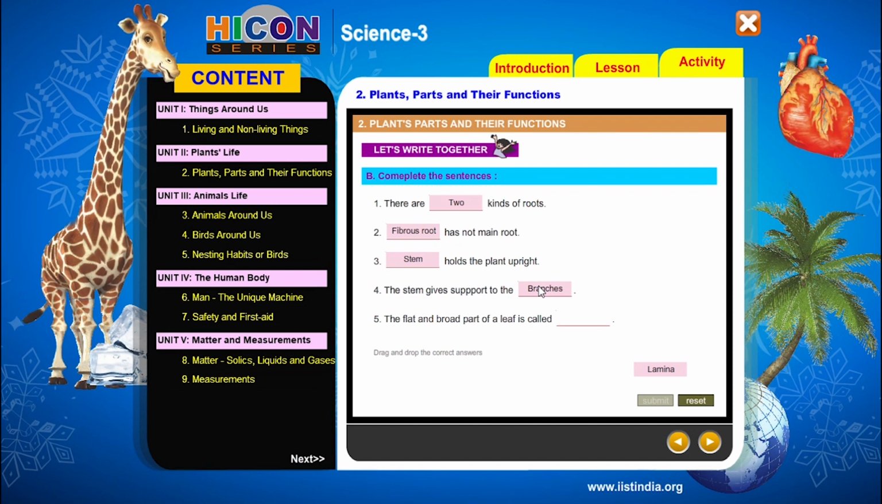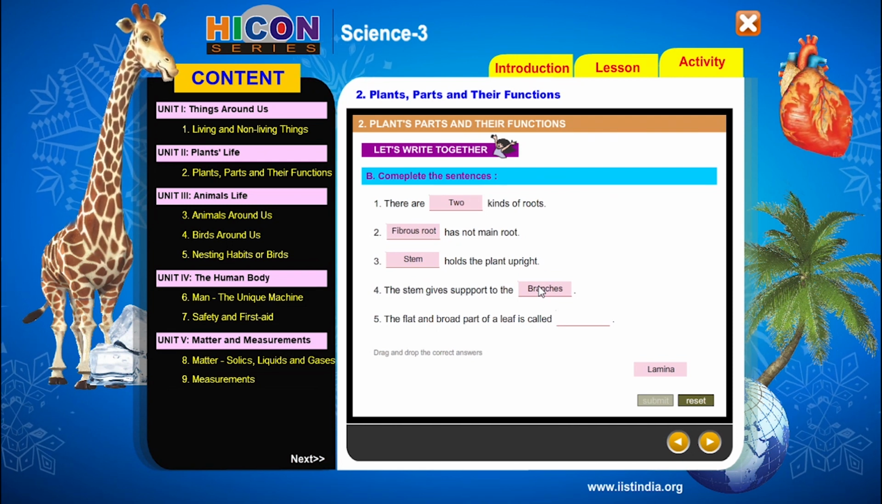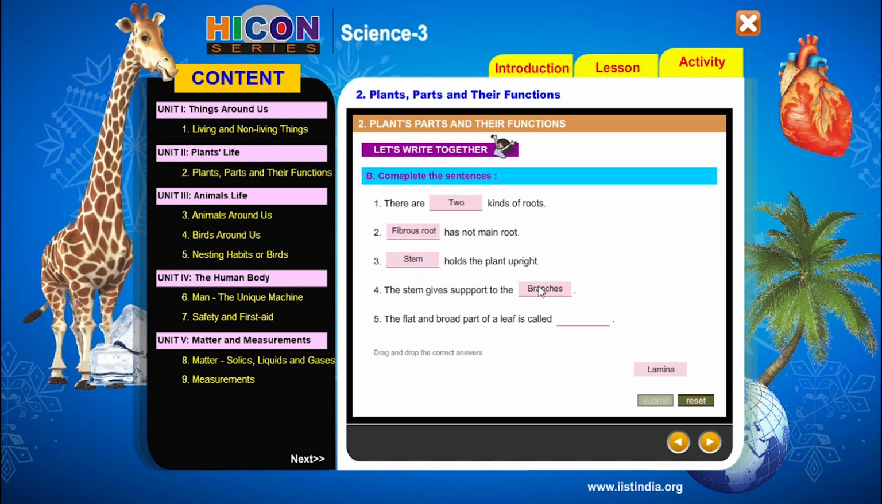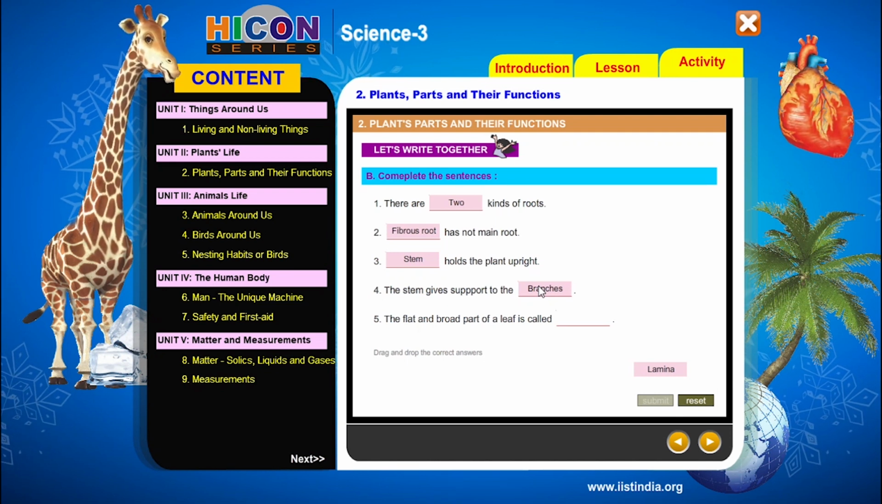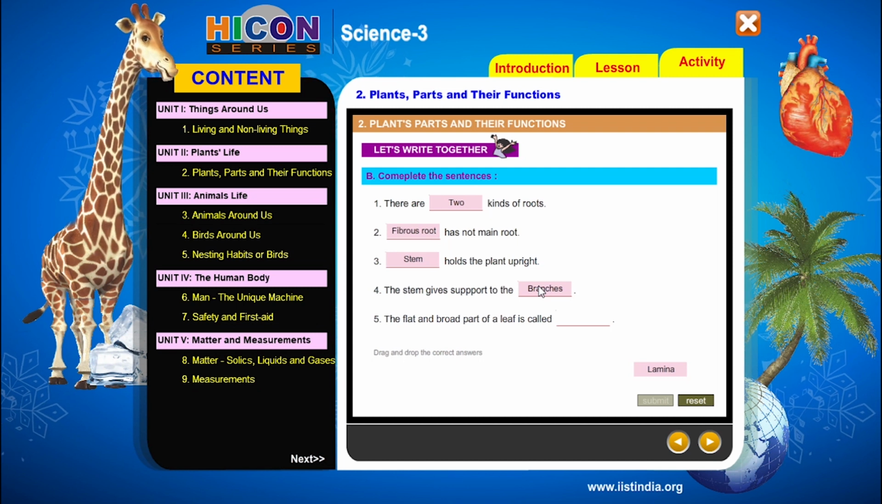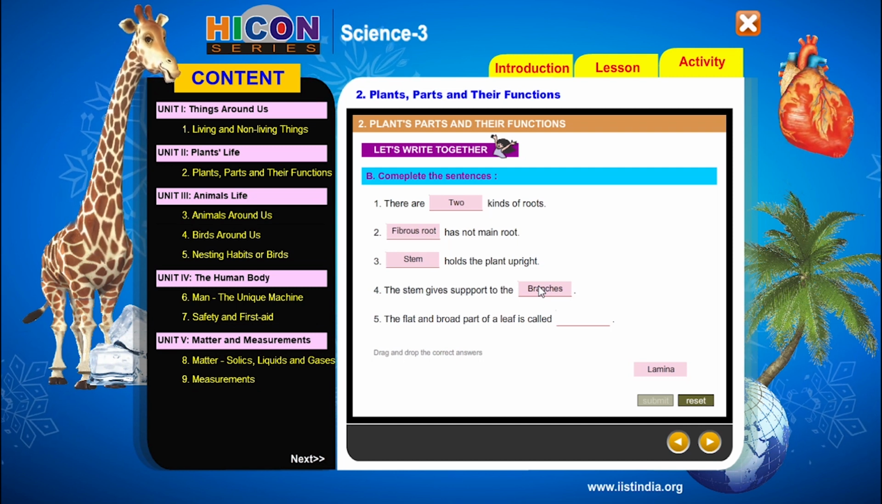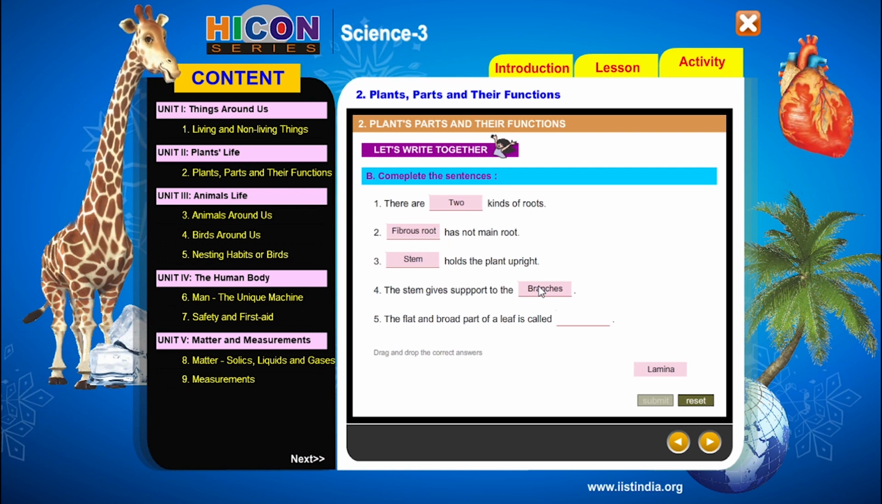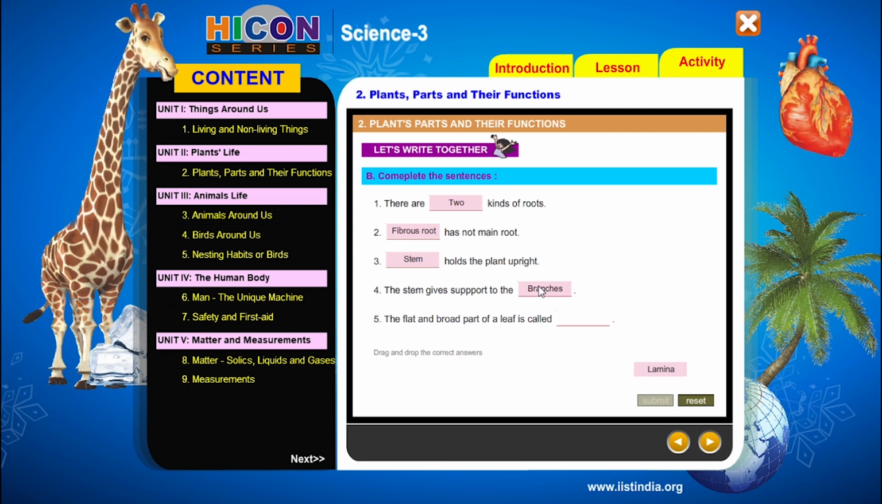So generally some trees have a large number of branches. Because of their weight, the tree may be bent when it grows. So that way the stem gives support to the branches and makes the plant grow upright. So the fourth sentence is the stem gives support to the branches.